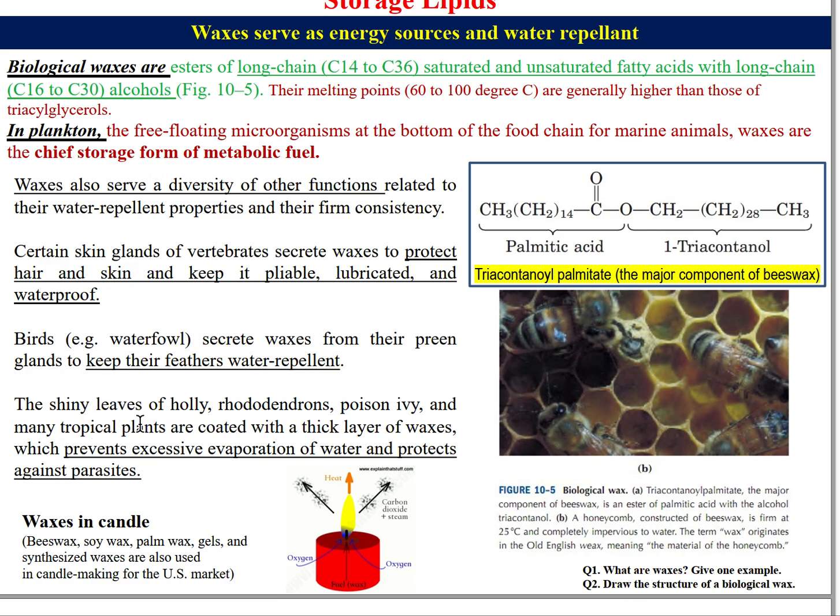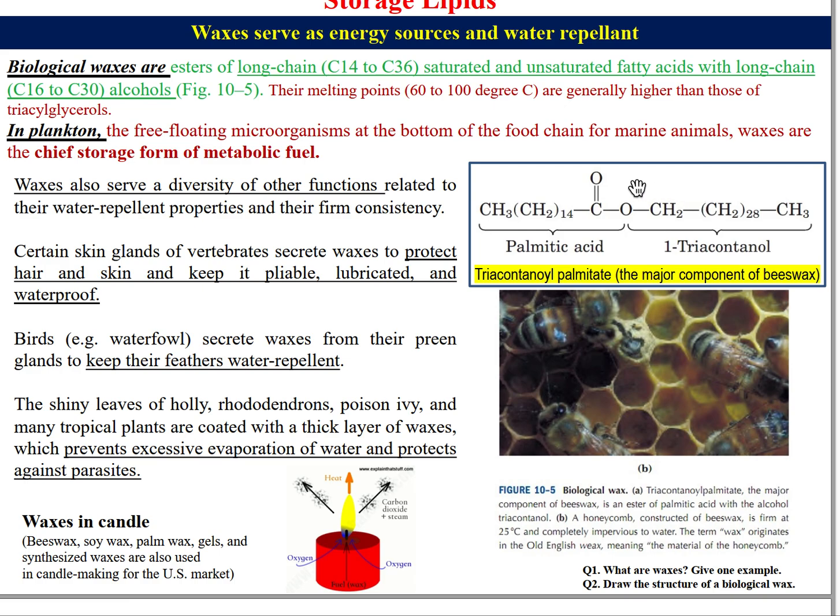Also, the shiny leaves of holly, rhododendrons, poison ivy, and many tropical plants are coated with a thick layer of waxes, which prevents excessive evaporation of water and protects against parasites. This is the major component of beeswax. It is called triacontanol palmitate. This is the palmitic acid, and this is the triacontanol.